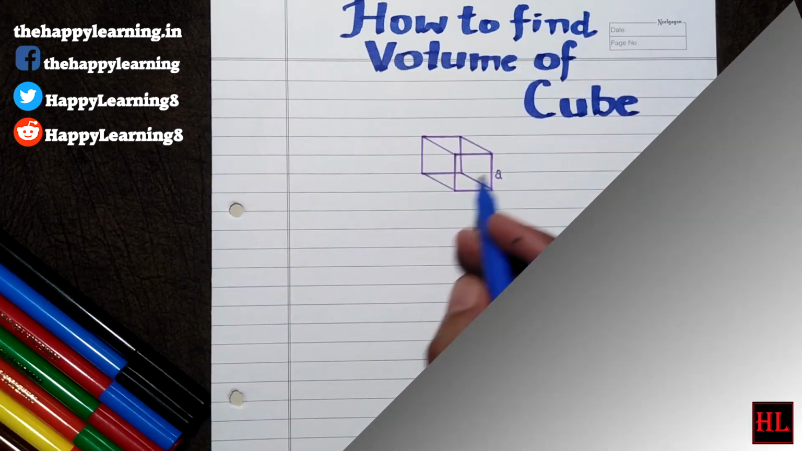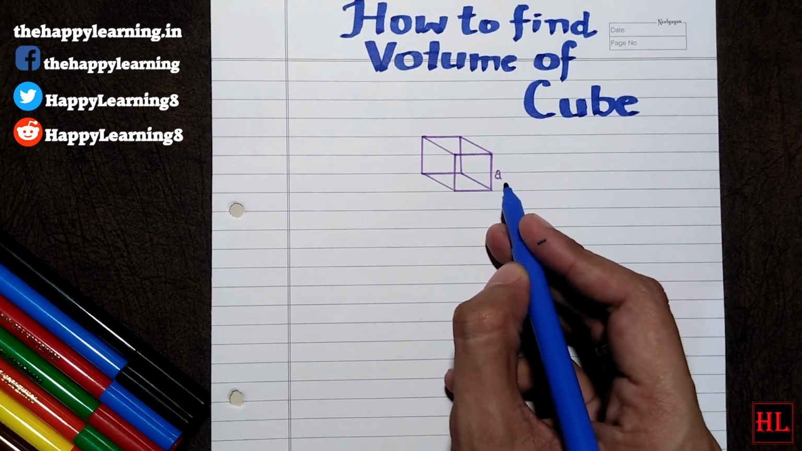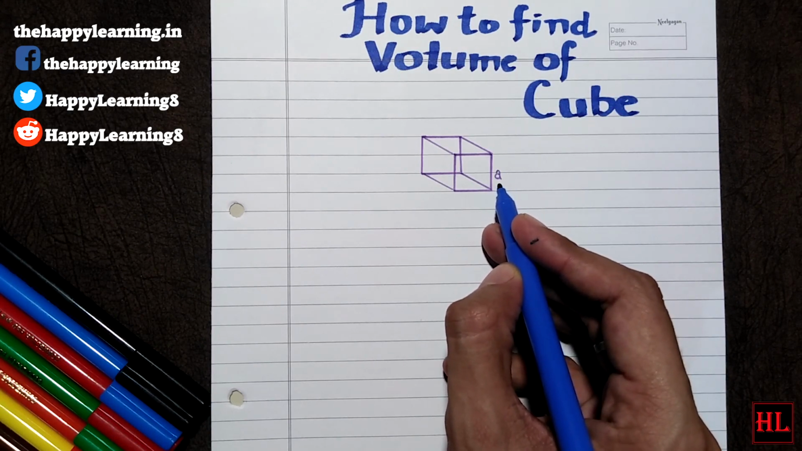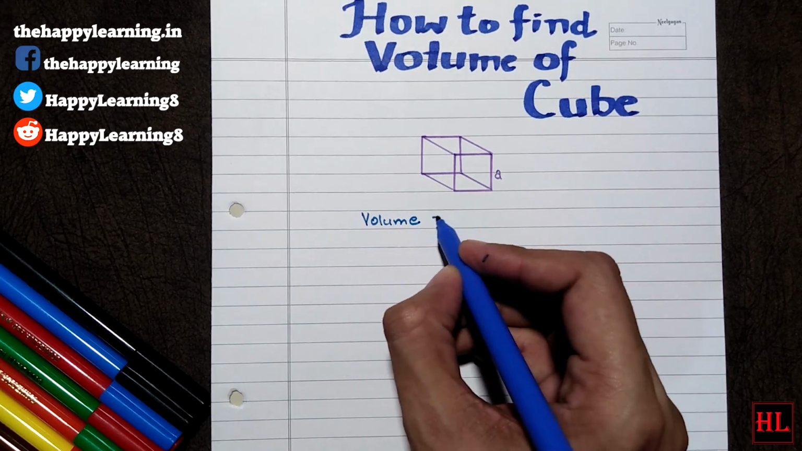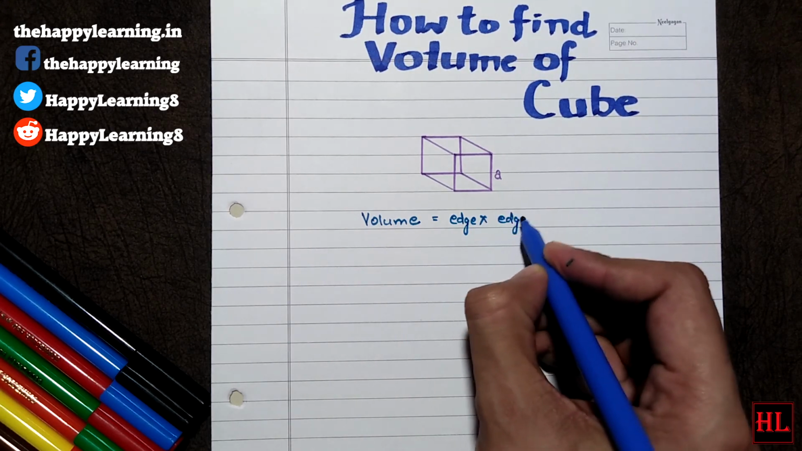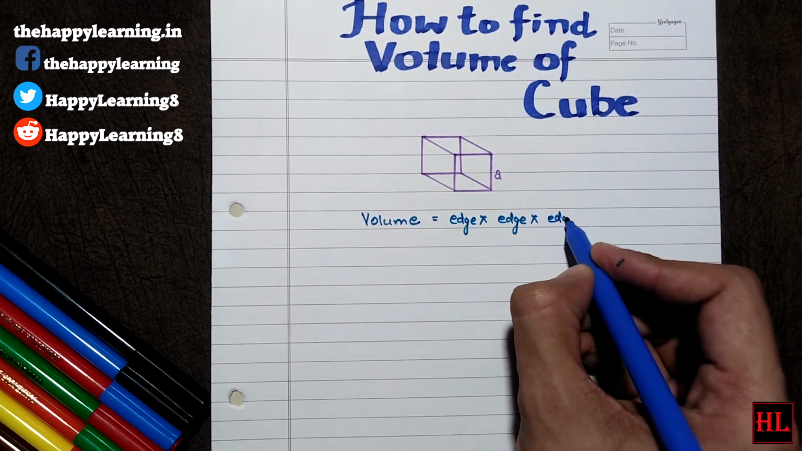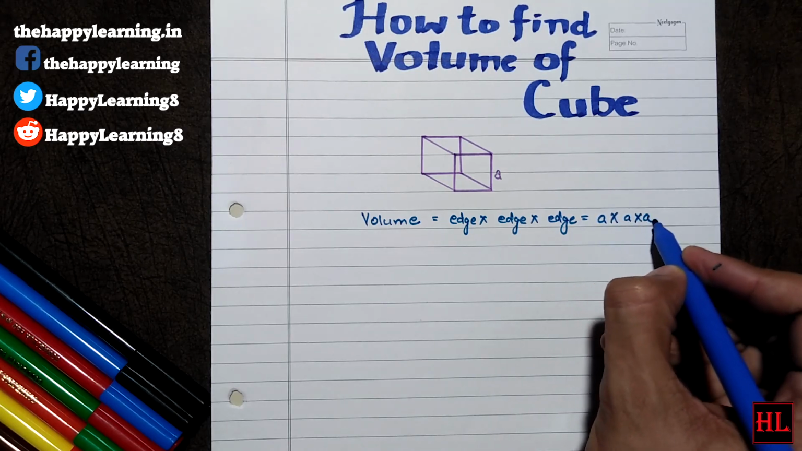Let's get started. So we have this cube and the edge of the cube is denoted by symbol A, and now the volume of cube is edge multiplied by edge multiplied by edge. We can also write it as A multiplied by A multiplied by A.